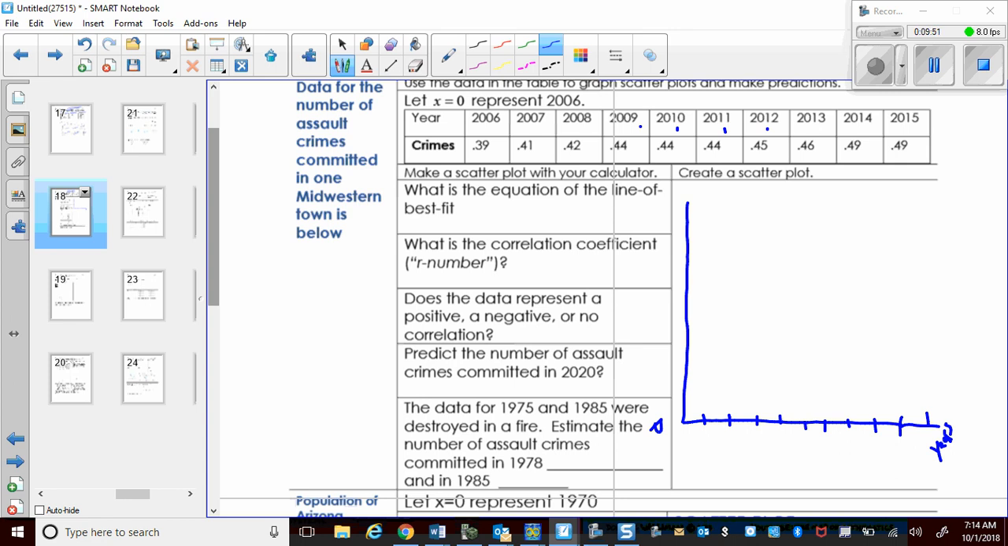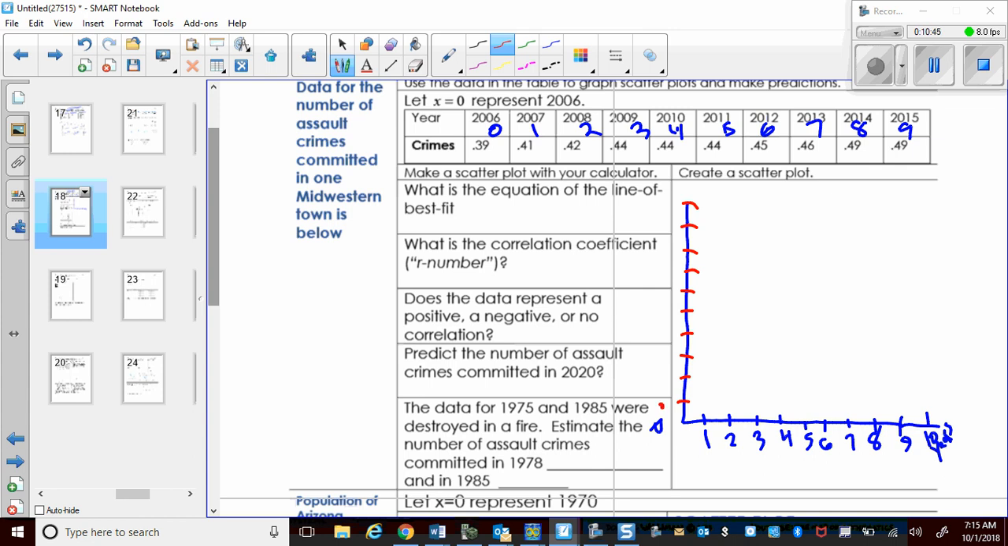So they said let 0 represent 2006. So this is 0, 1, 2, 3, 4, 5, 6, 7, 8, 9, 10. Now, need 10 tick marks going up. So 1, 2, 3, 4, 5, 6, 7, 8, 9, 10. And I have points. Let's see, we're between points. We're just going to go all the way up to 0.50 and 2, 4, 6, 8, 10.